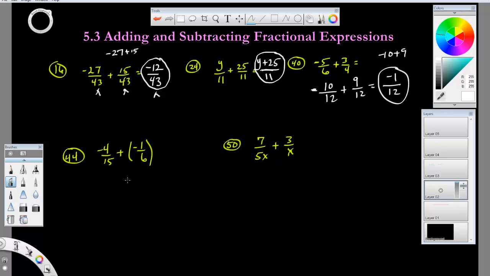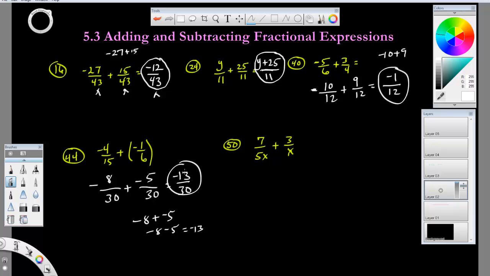Let's see here. This, we can go to 30s on the bottom. So this is going to be negative something over 30. Let's figure this out. 15 times 2 is 30, so 4 times 2 is 8, so that's negative 8. And 6 times 5 is 30, so 5 times 1 is 5. Bottom stays 30. The top is just negative 8 plus negative 5, which is negative 8 minus 5, or negative 13. Negative 13 over 30 is the answer.